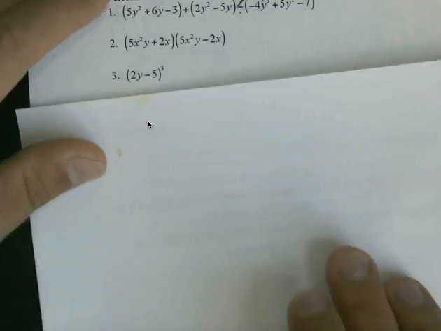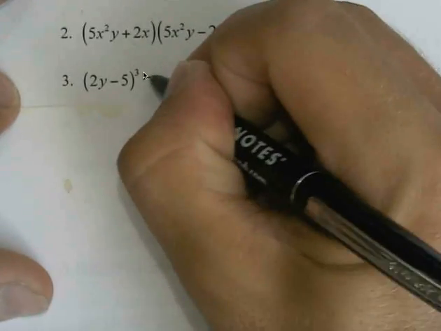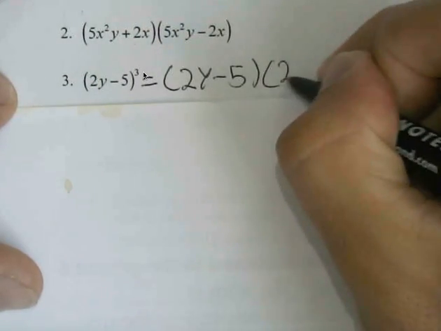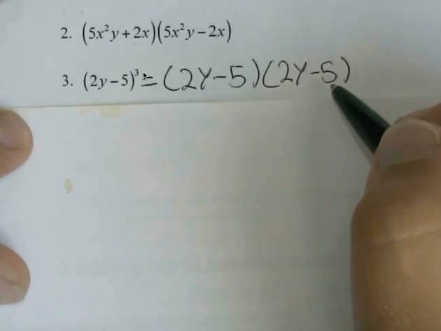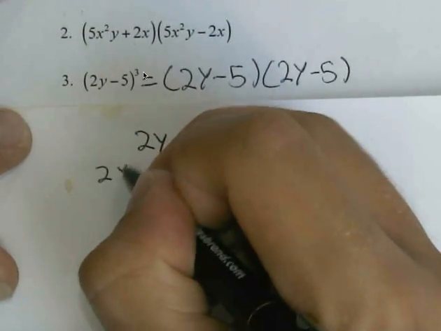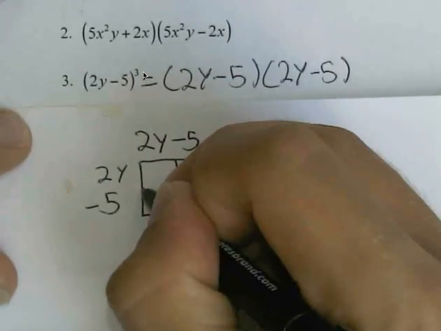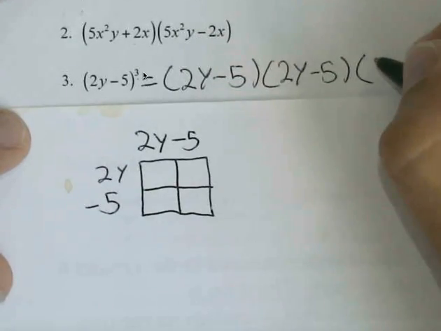With the next bit, although this looks complex with parentheses around 2y minus 5 being cubed, you're allowed to break this up a little bit and just say that this is 2y minus 5, 2y minus 5, which you could easily do with box method. So if you want to do that on the side, go for it. I'll leave that up to you. I'll fill this in a second. And then remember, this is cubed, so this is all multiplying by itself 3 times.